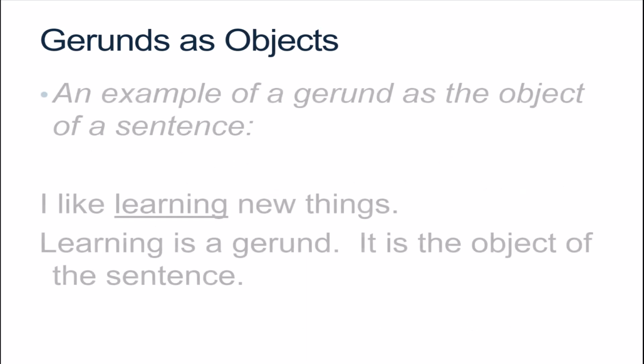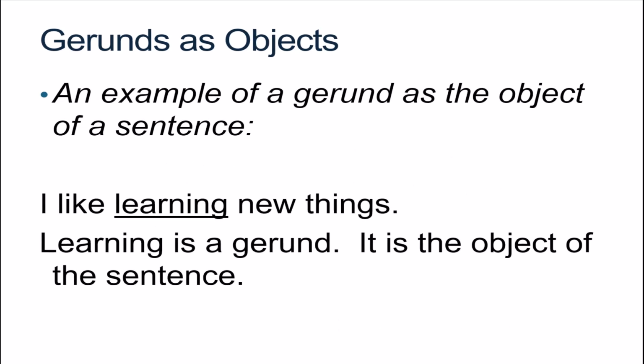Now, gerunds as objects. An example of a gerund as the object of a sentence is the following. I like learning new things. Learning is a gerund. It is the object of the sentence.